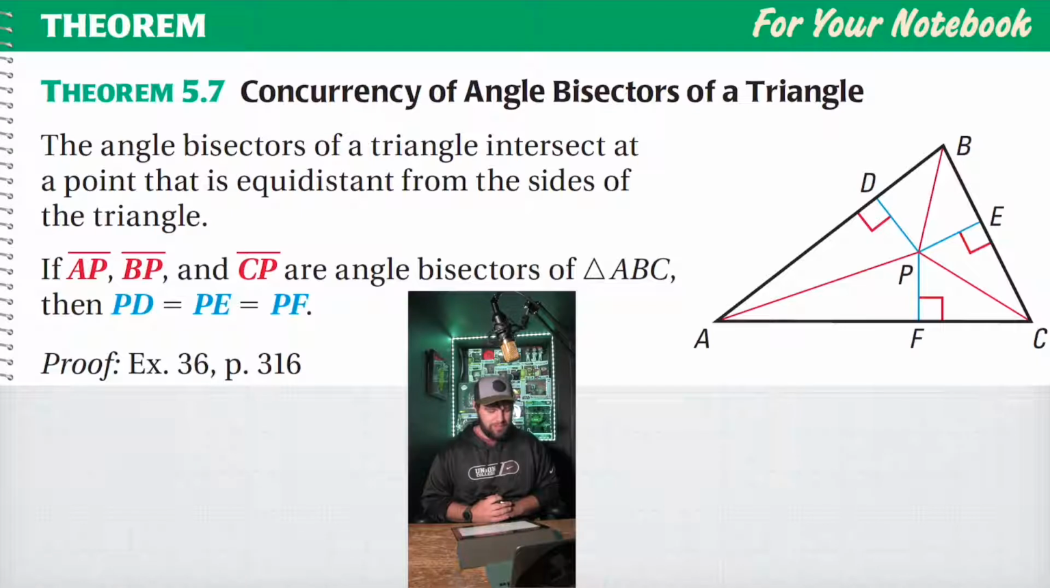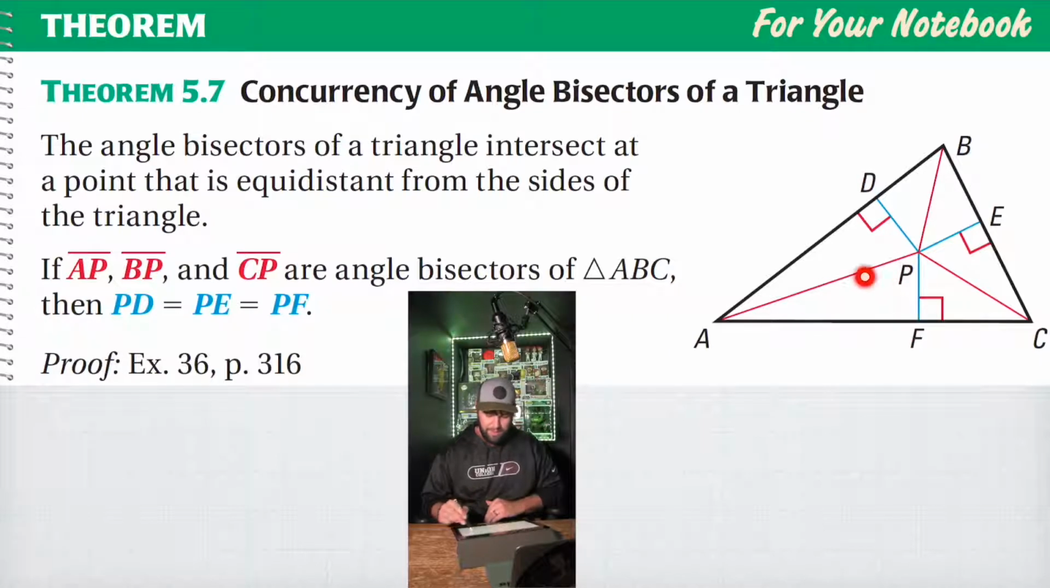Theorem 5.7, concurrency of angle bisectors of a triangle. The angle bisectors of a triangle intersect at a point that is equidistant from the sides of the triangle. So, it's interesting. Last lesson we learned about the mid-segments where they intersect. And now we're learning about the angle bisectors.